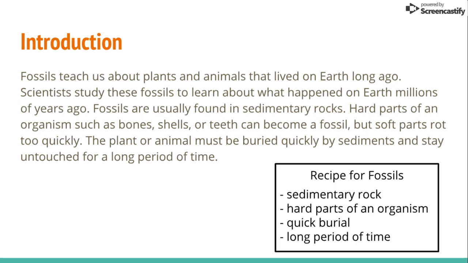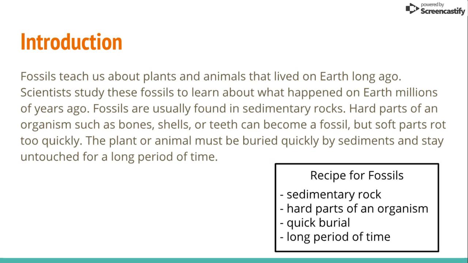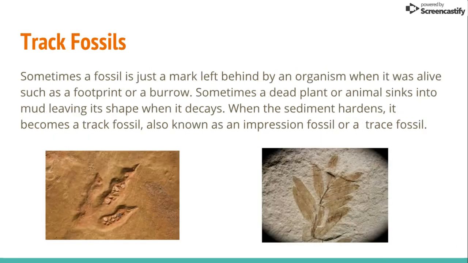Hard parts of an organism, such as bones, shells, or teeth, can become a fossil, but soft parts rot too quickly. The plant or animal must be buried quickly by sediment and stay untouched for a long period of time. So you can think of this little box as a recipe for fossils. In order for a fossil to form, you need sedimentary rock. The hard parts of an organism become the fossil. They need to be buried quickly and remain untouched for a long period of time.